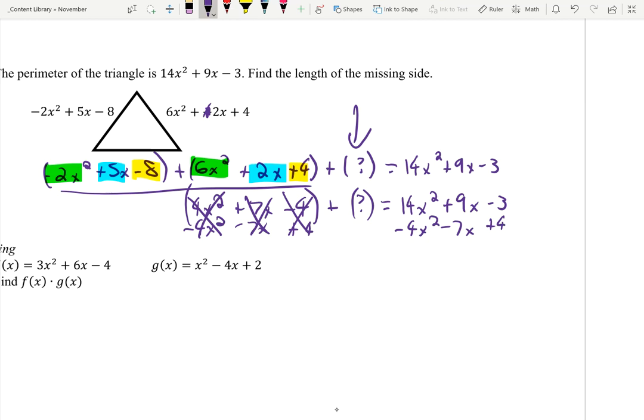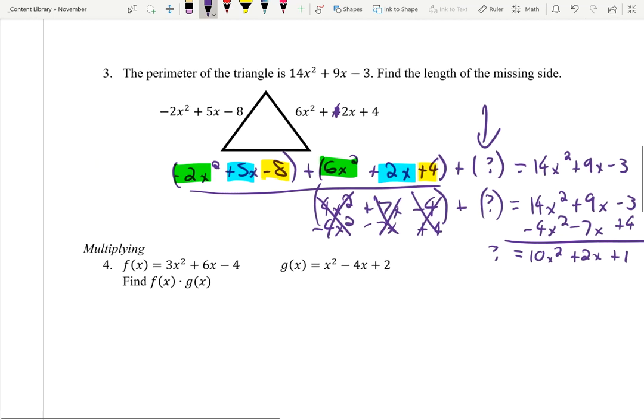So add the 4. And you're still going to get 14 minus 4, which makes 10x squared, 9 minus 7, which makes 2x, and then negative 3 plus 4, which is 1. So you still get this exact same result, but maybe that's easier for you to do it that way, right? That third side, that question mark side, is 10x squared plus 2x plus 1.